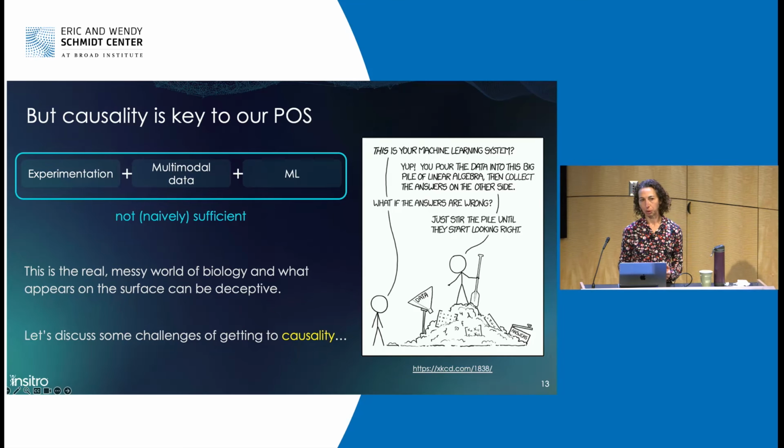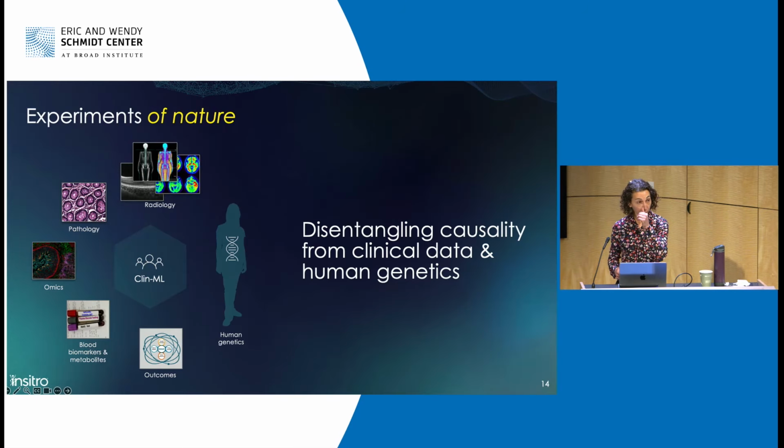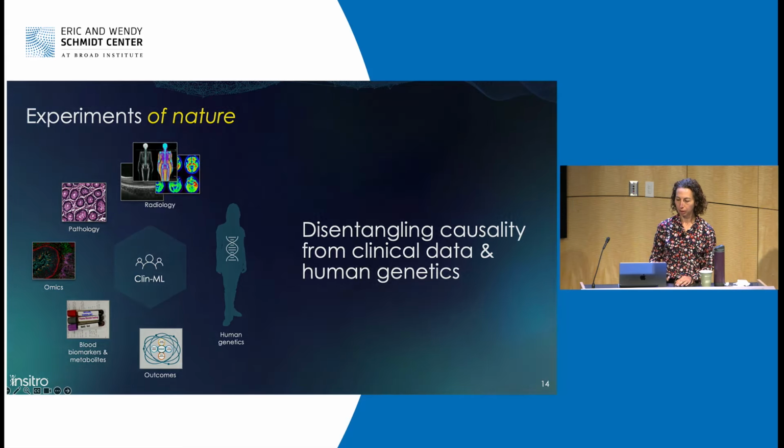And even with experimentation, experiments of nature, or our controlled experiments in the lab, trying to suss out causality is challenging. Biology is messy. So really what I'm going to do here is take you on a tour of some of our science and some of the approaches that we've developed to try and tackle these challenges. Okay, so let's start by discussing our approaches for target discovery, leveraging clinical data with human genetics.